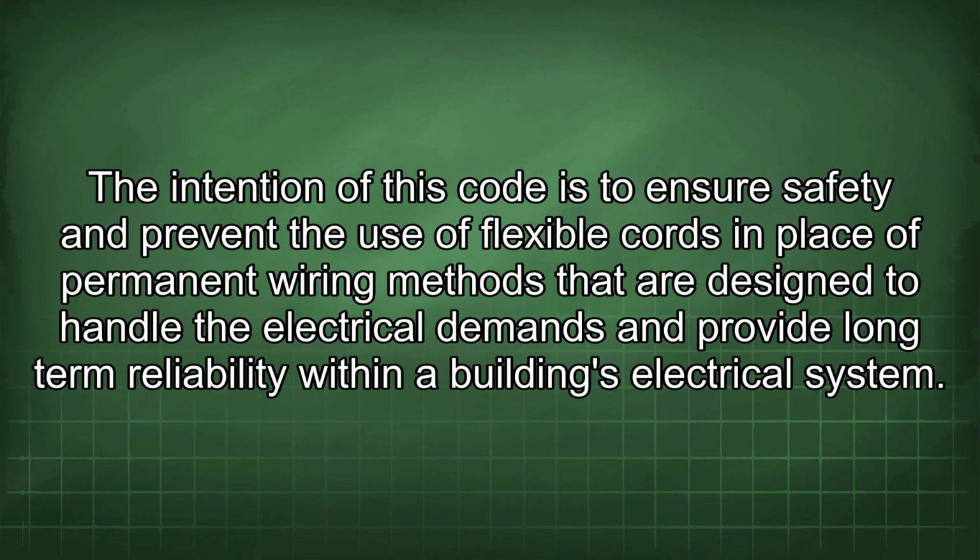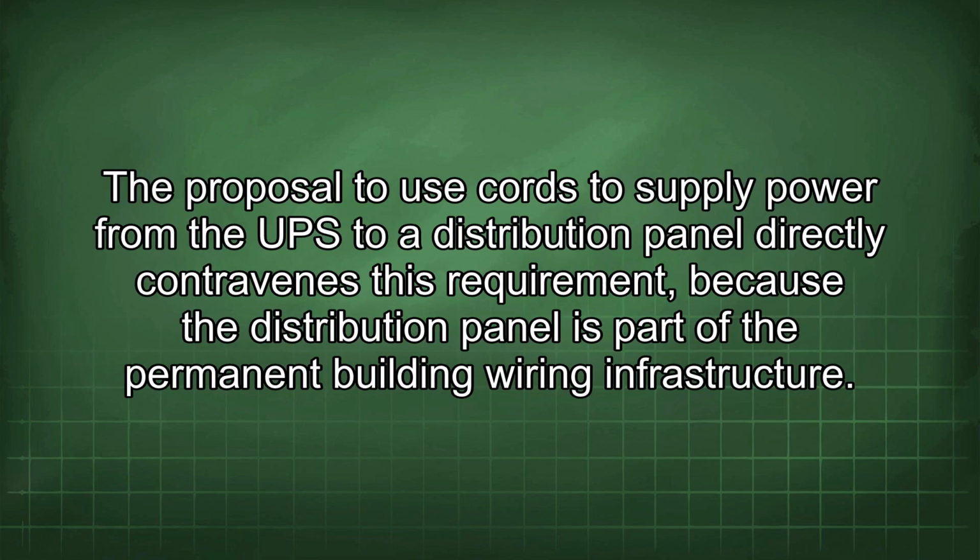The intention of this code is to ensure safety and prevent the use of flexible cords in place of permanent wiring methods that are designed to handle the electrical demands and provide long-term reliability within a building's electrical system. The proposal to use cords to supply power from the UPS to a distribution panel directly contravenes this requirement because the distribution panel is part of the permanent building wiring infrastructure.